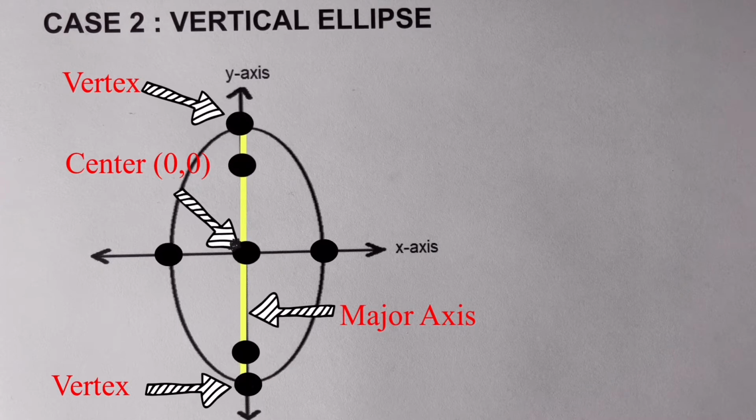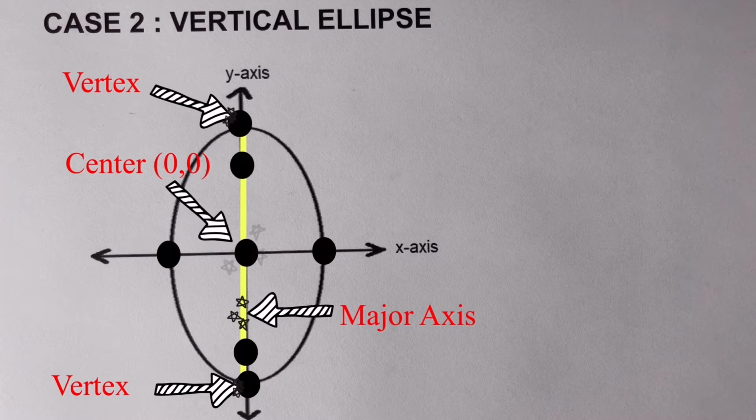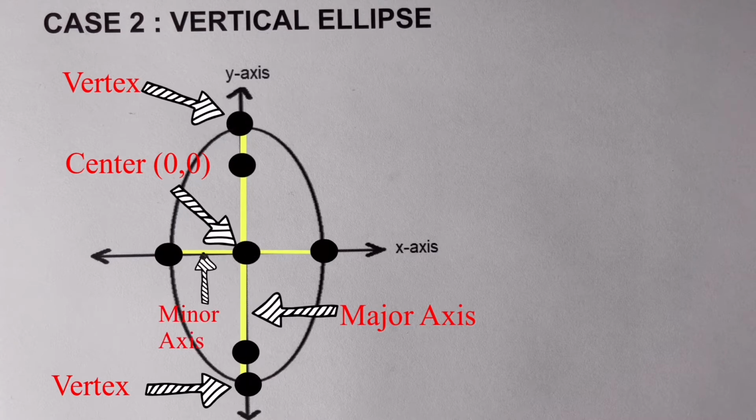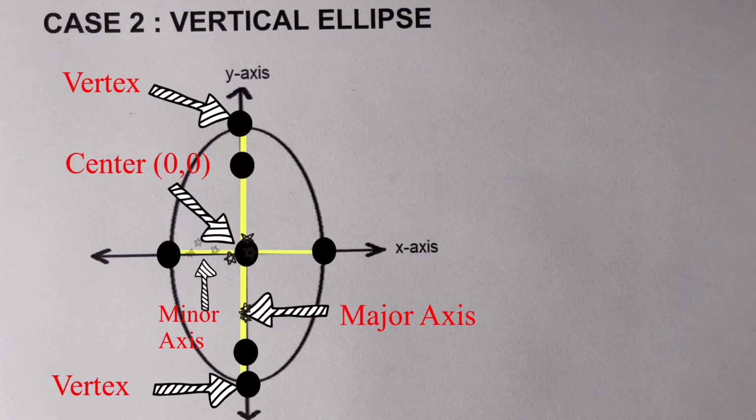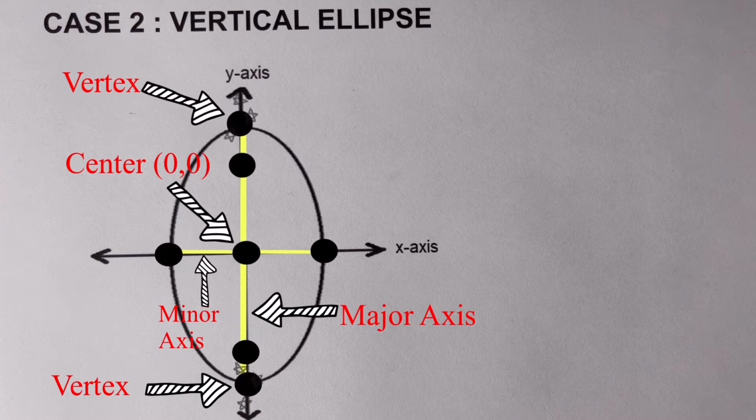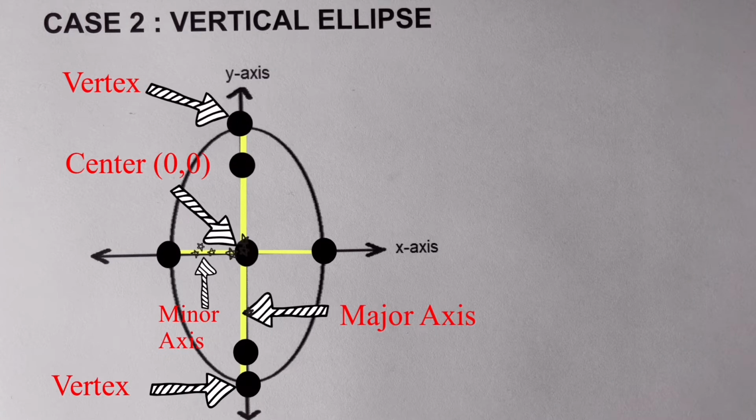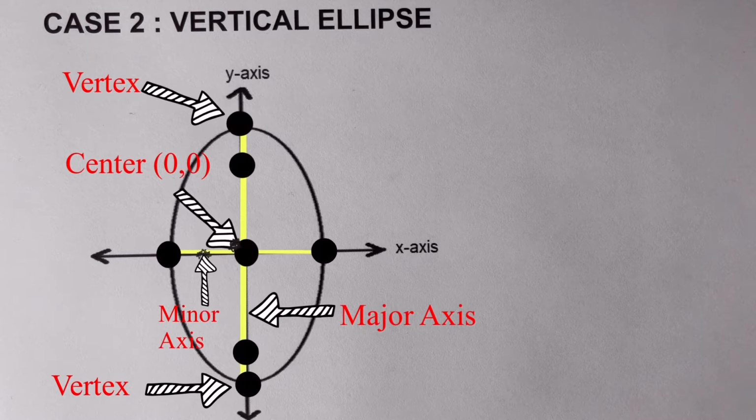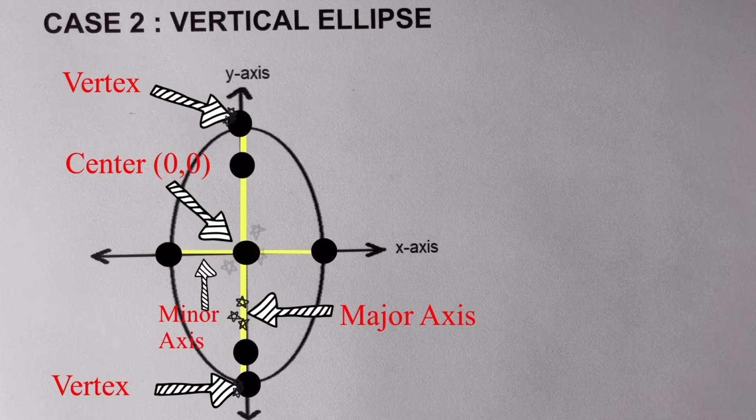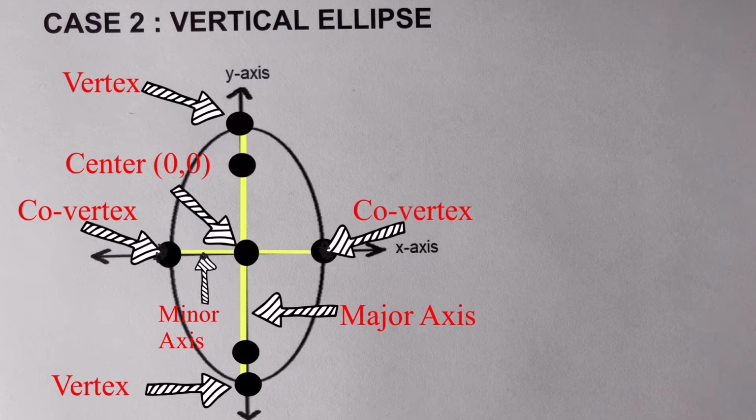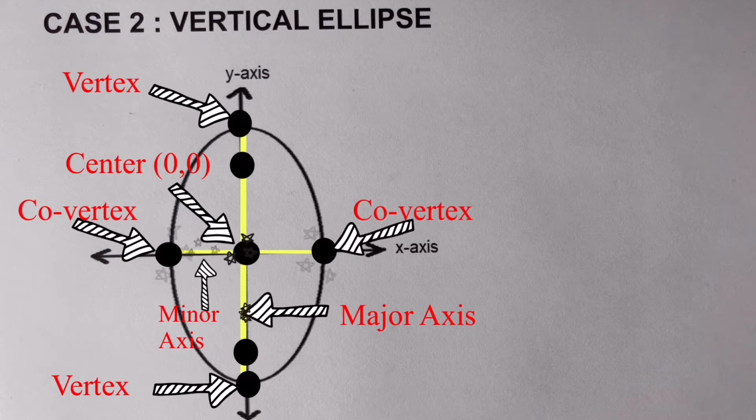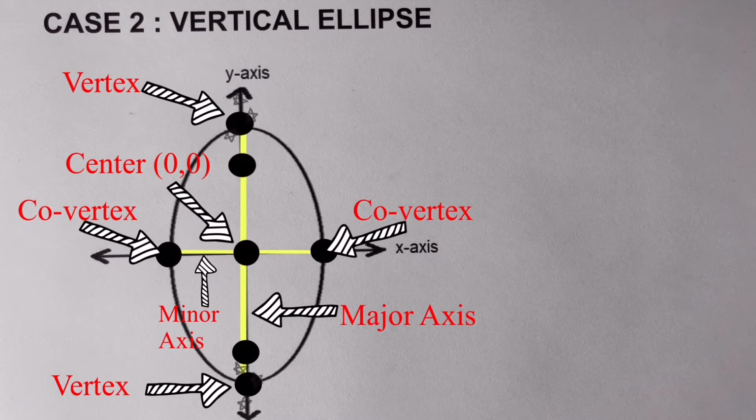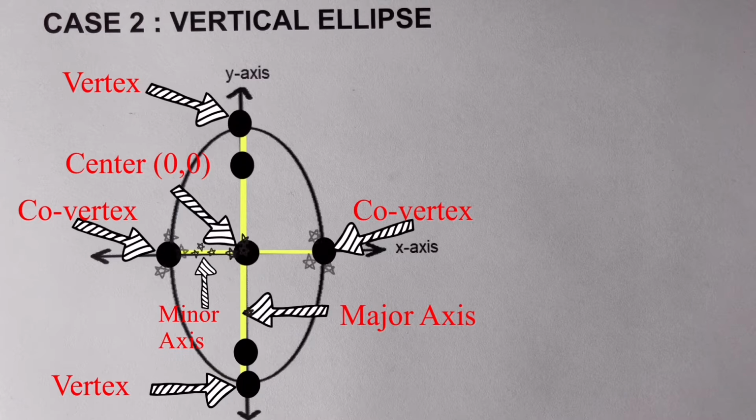These are the two endpoints of the major axis. We also have a minor axis, which is the shorter diameter of an ellipse that passes through the center and connects the two co-vertices. Along this minor axis, we have the co-vertices, or co-vertex if it's singular. These are the endpoints of the minor axis.